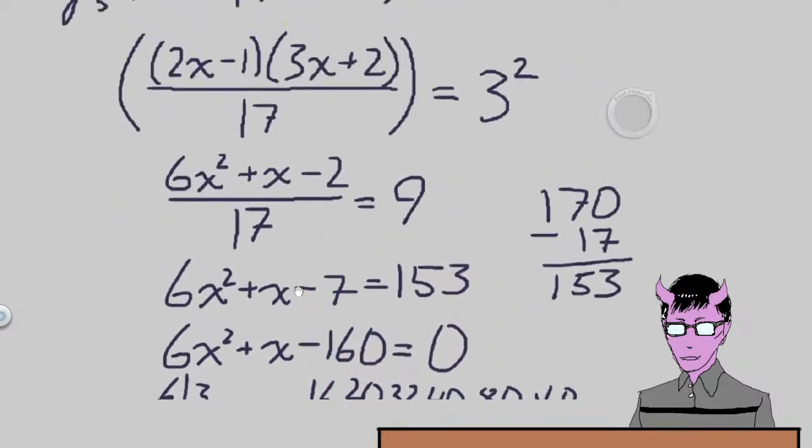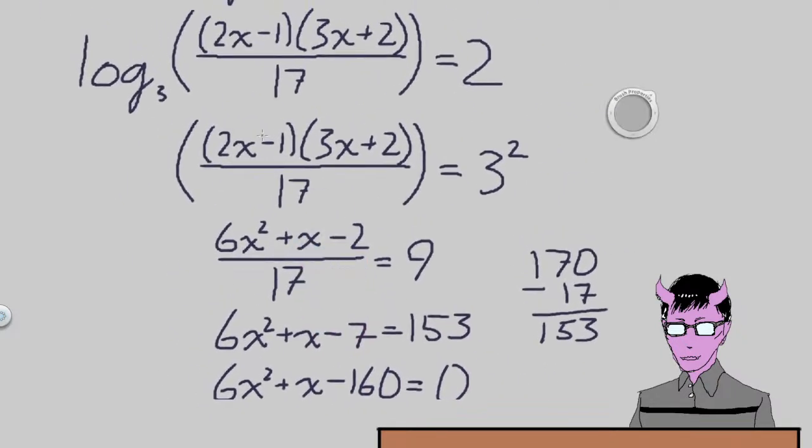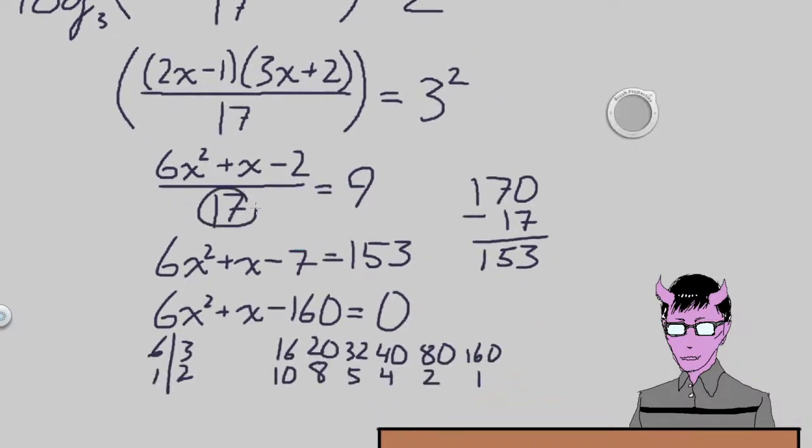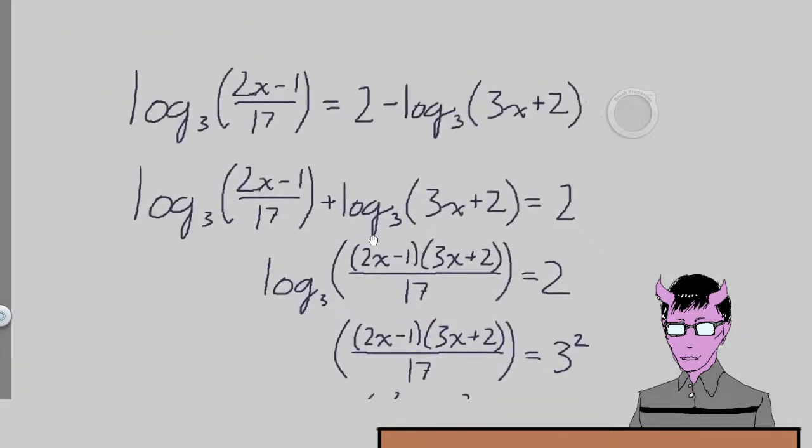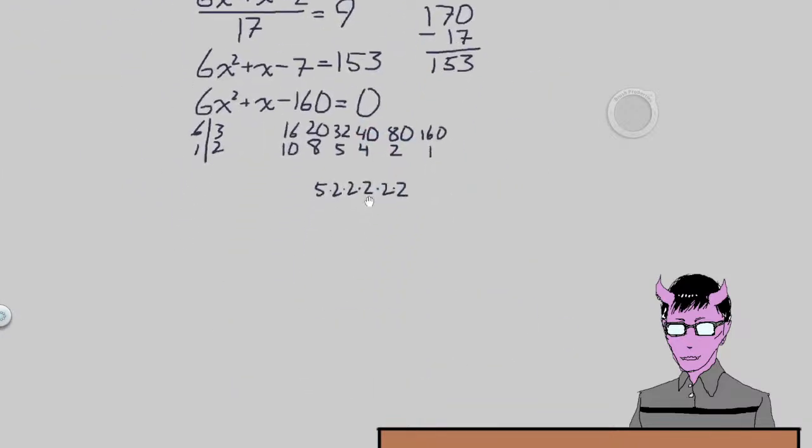Let me make sure I didn't miss something. Let me double check something. 2x times 2 is 4x. 4x minus 3x is indeed 1x, yes. 17 times 9 is 9153. Yes. Yep. Okay. I don't think any of that is wrong. 3 to the power of 2 is 9. Okay, so it should be correct at this point.